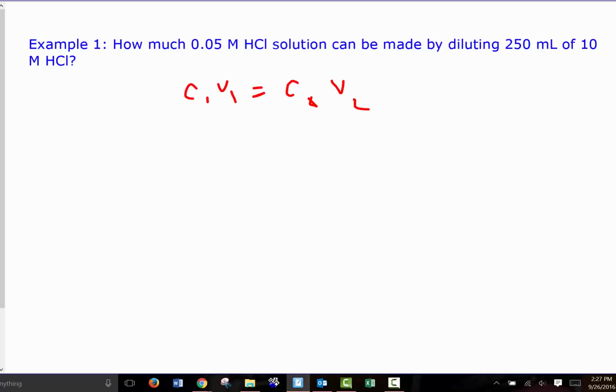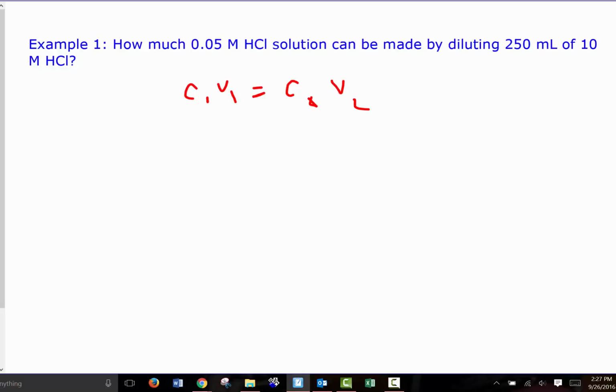So if we break down this question and unpack it a bit, it's asking us how much 0.05 molar HCl solution can be made by diluting something. So the 0.05 molar HCl solution is our final solution. That's our final concentration. If you were at all questioning that, you could look at the difference between the two concentrations. So you're making a solution that's 0.05 moles per liter, and you're starting with a 10 mole per liter solution. So you can see that the 10 molar solution is much more concentrated. That's a bigger number. And the 0.05 molar solution is your diluted solution.